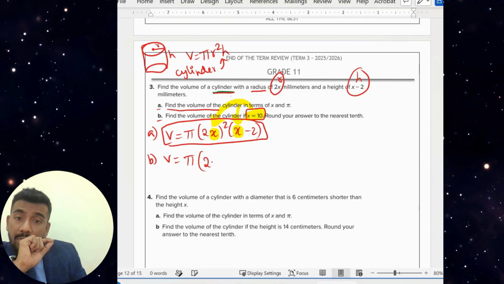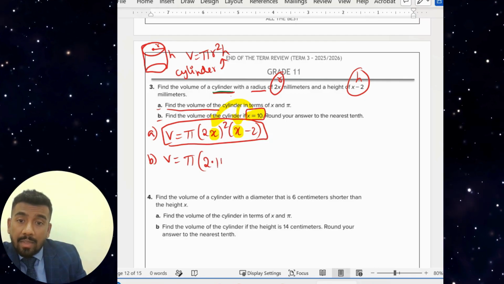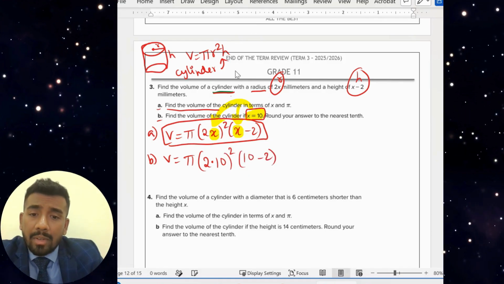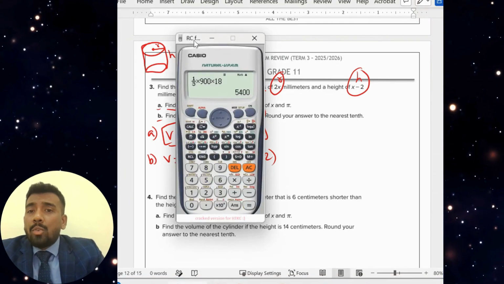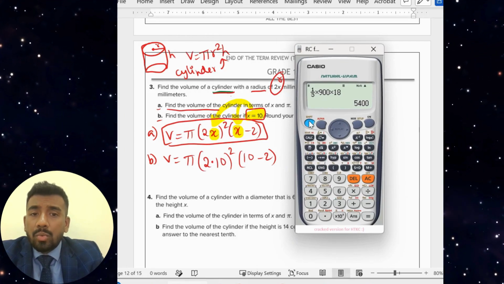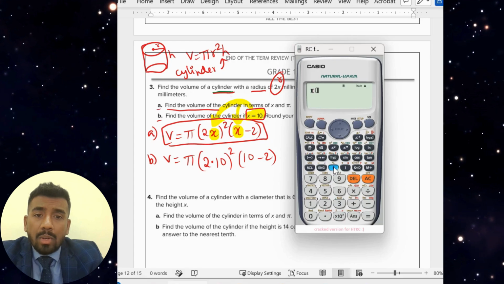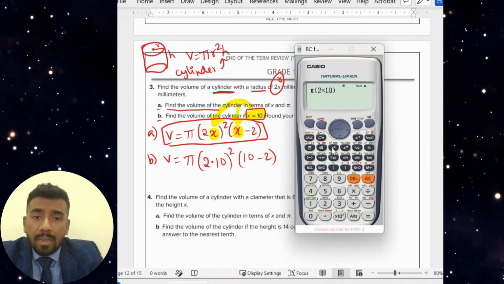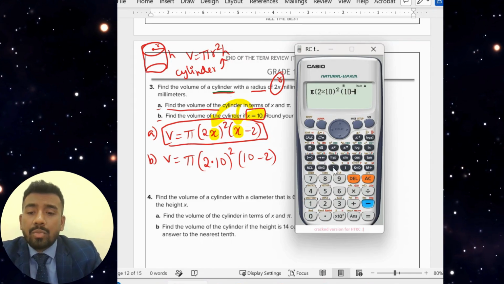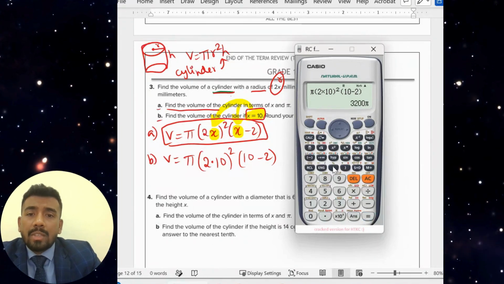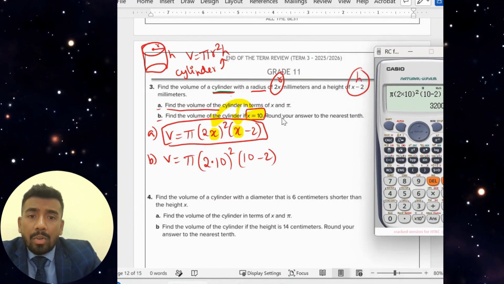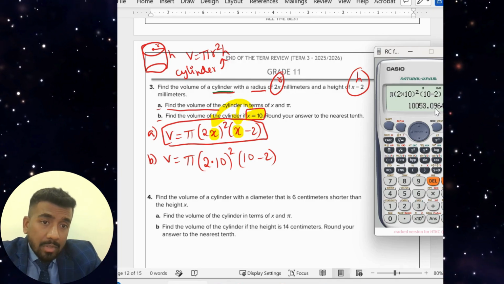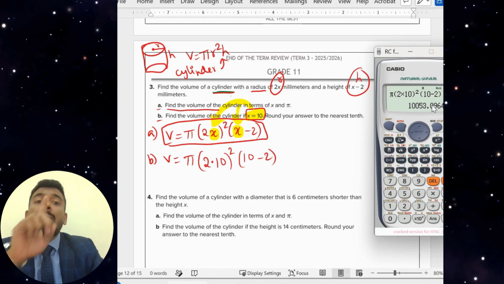So 2x means 2 times x. What's x? 10 squared, again 10 minus 2. Or straight away put it in the calculator. You can do it manually, but I prefer not to spend time manually when you can use the calculator efficiently. Square bracket 10 minus 2, that's 8. Round your answer to the nearest tenth. So we want a point and after the point one number. So this 9 I'll cancel and this 0 will become 1.